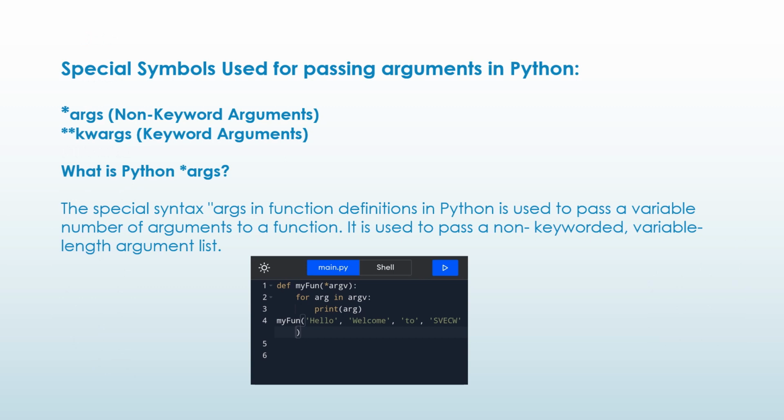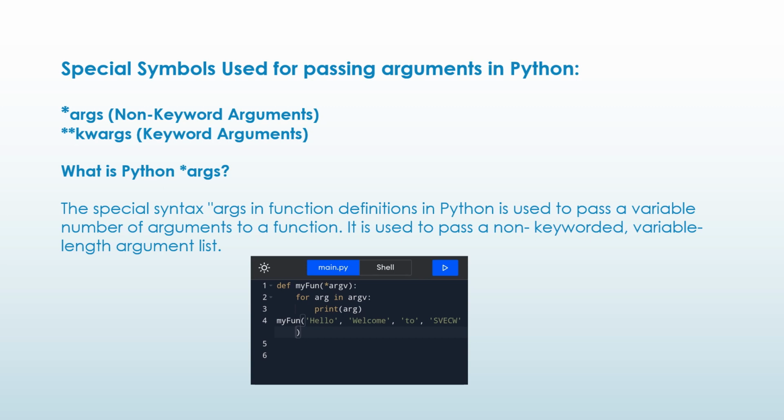Special symbols used for passing arguments in Python. There are two types: star args, which are non-keyword arguments, and the second one is double star kwargs. What is Python star args? The special syntax *args in function definitions in Python is used to pass a variable number of arguments to a function. It is used to pass a non-keyworded variable length argument list. To understand it better, let us go through an example given below.